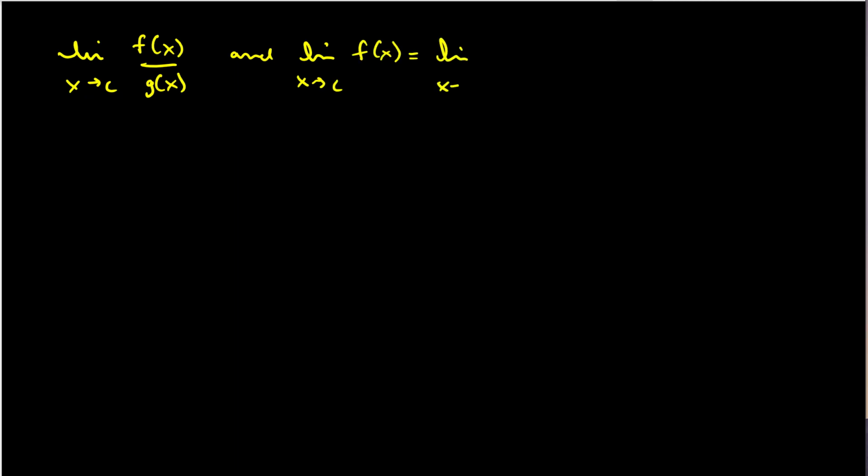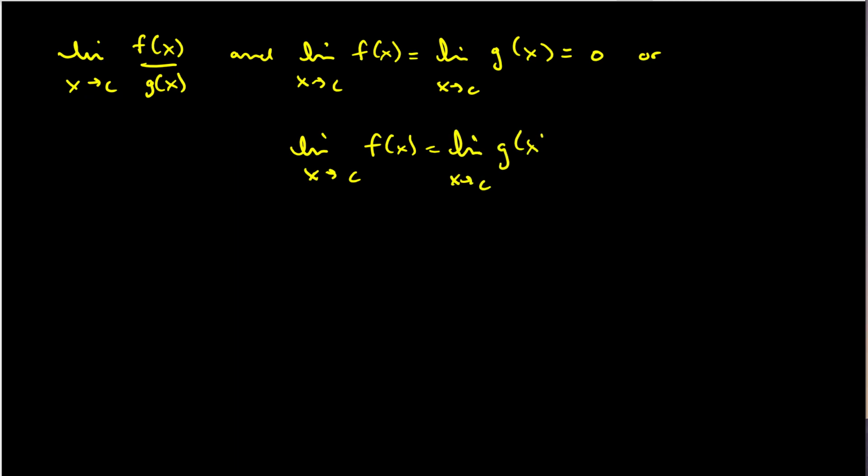Oftentimes when we're working with limits, we may have a question such as the limit as x tends to c of f of x over g of x, and the limit as x tends to c of f of x equals the limit as x tends to c of g of x equals 0, or the limit as x tends to c of f of x equals the limit as x tends to c of g of x equals plus or minus infinity.